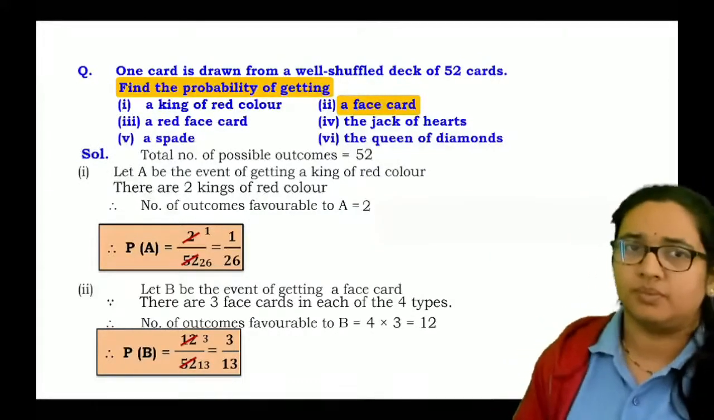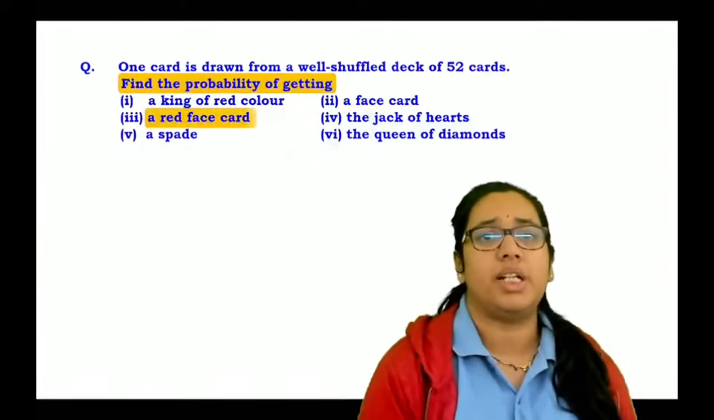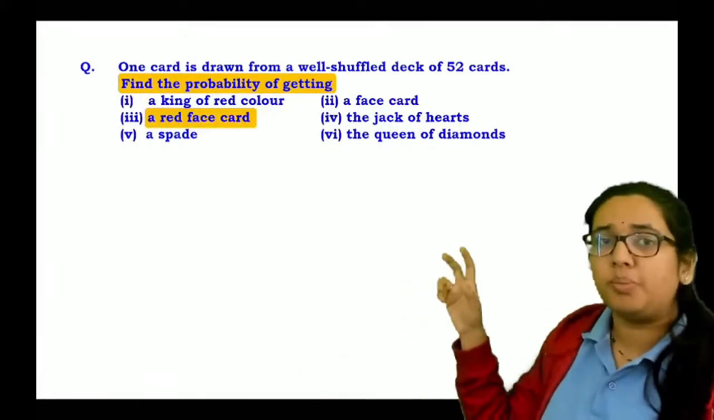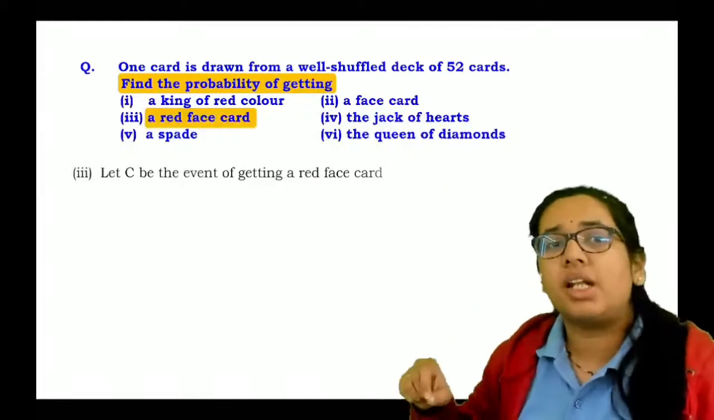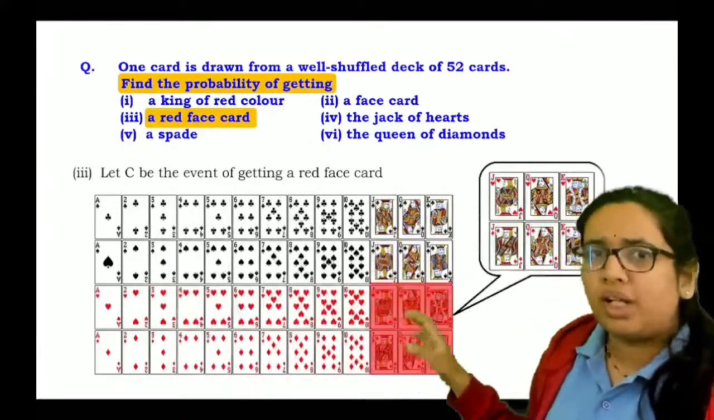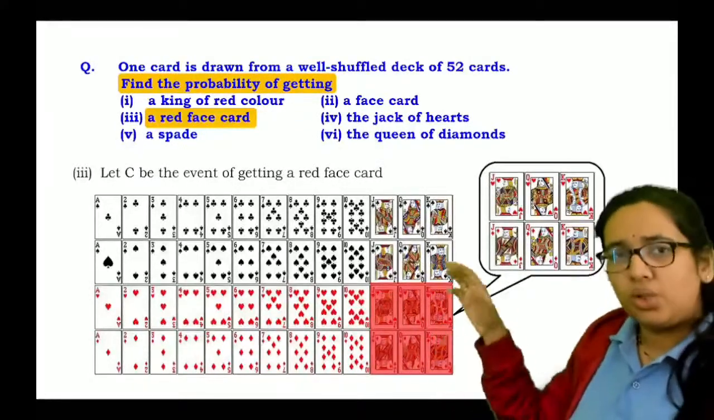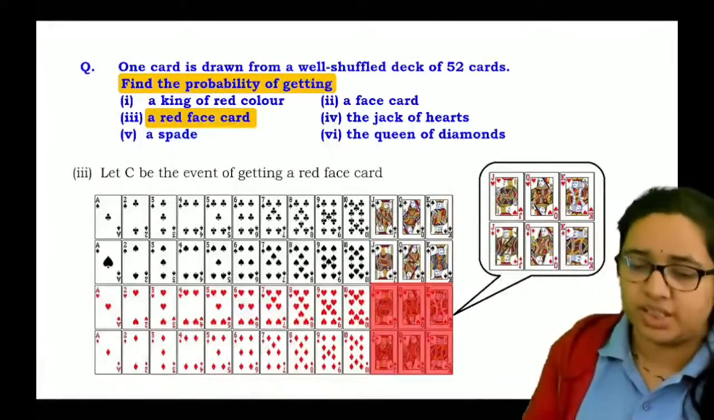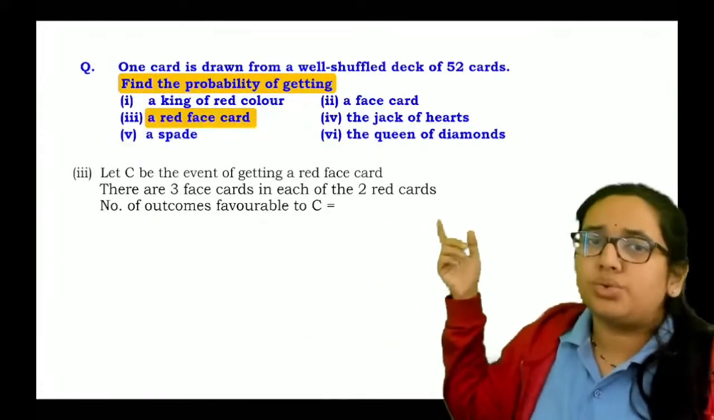Okay. Again, the next one is we have to find the probability of getting a red face card. Just now we have seen the probability of getting a face card. Now, to be precise, we are considering a red face card. We know that out of these 52 cards, there will be only 6 red face cards. The total number of face cards is 12. Out of them, half will be black, half will be red, right? So there are 3 face cards in each of these 2 red suits.